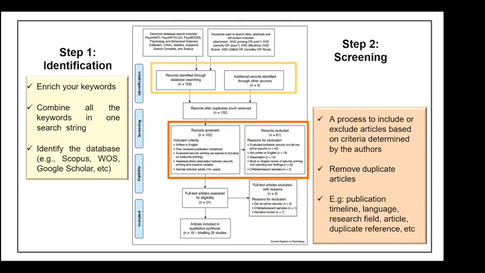We also have screening based on document type. You can limit by including only articles, meaning you will exclude book chapters, you will exclude proceeding papers, and you will exclude any books. You will only include articles. These are some of the criteria that you can use to screen your articles.